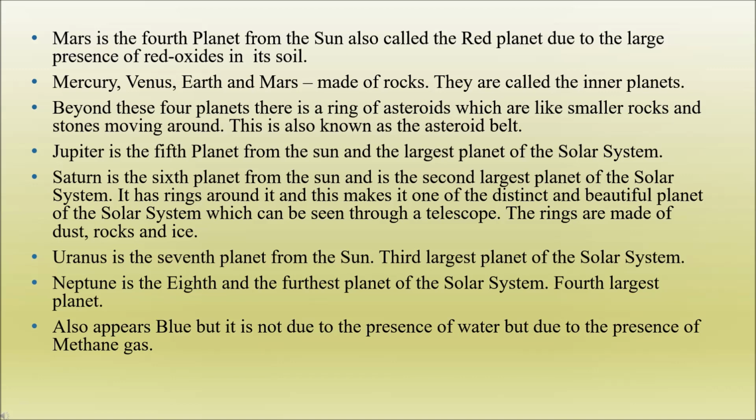Next, we will learn about Uranus. It is the 7th planet from the Sun and also the 3rd largest planet of the solar system. Neptune is the 8th and the furthest planet of the solar system. It is the 4th largest planet. It also appears blue, but it is not due to the presence of water in it, but due to the presence of methane gas inside it.